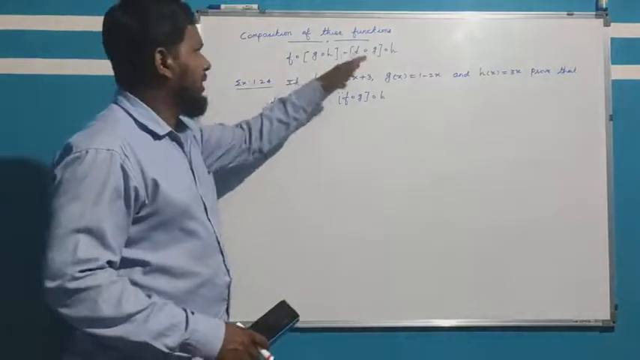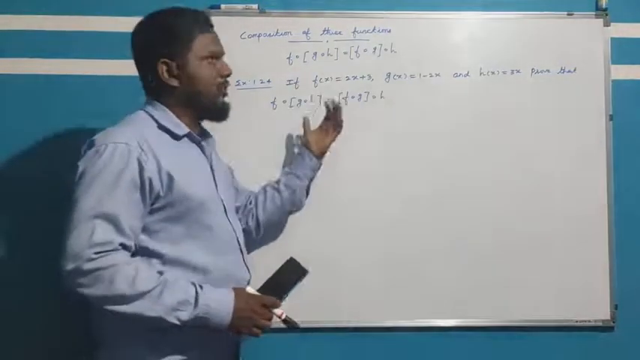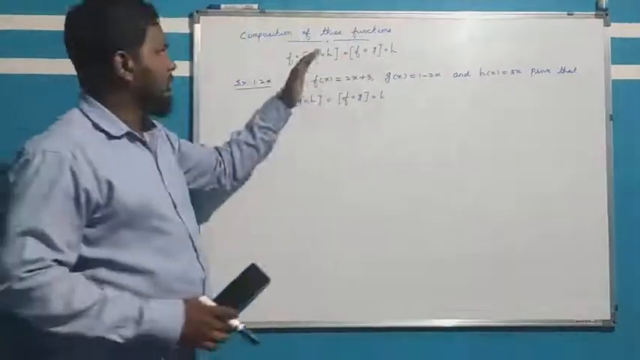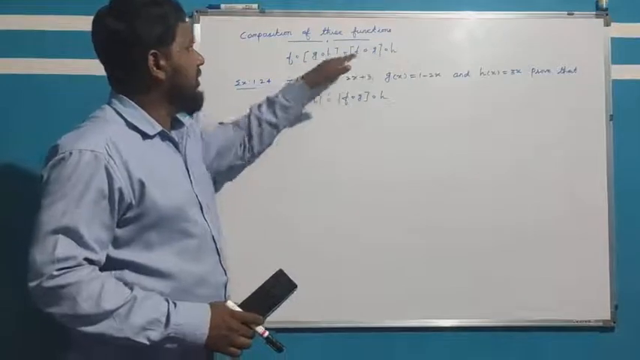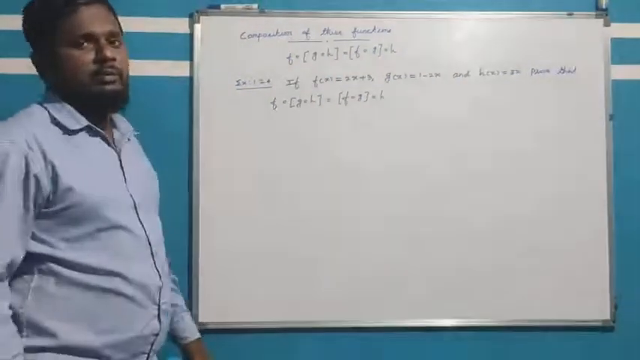So what property is that? Associative property. Composition of three functions is associative. Composition of two functions is not commutative. So for three functions, the associative property holds.